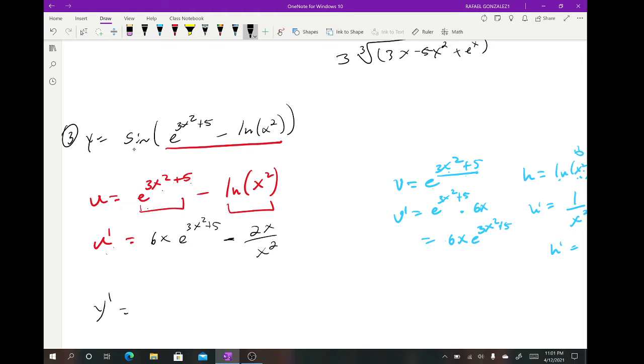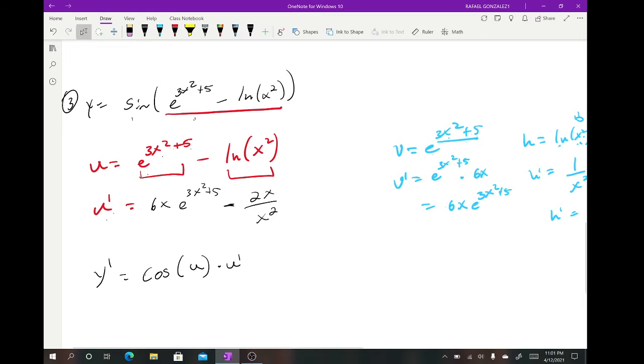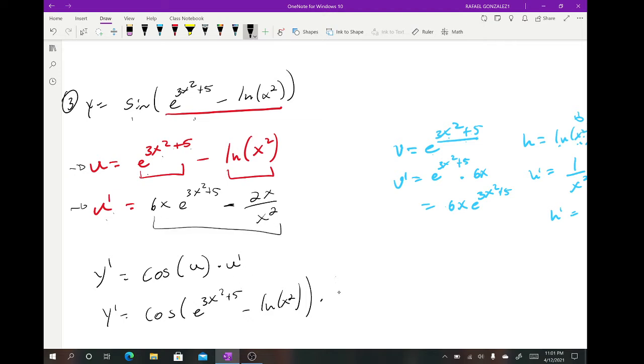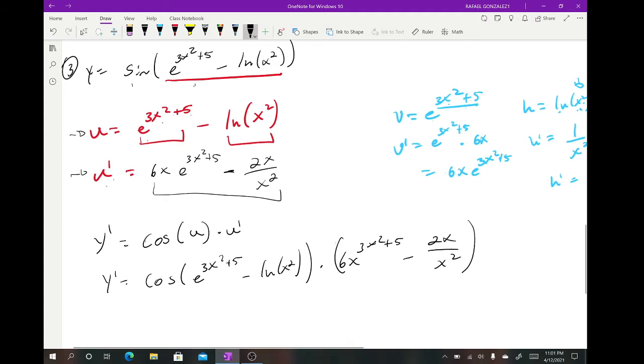Y prime is the derivative of sine evaluated at u. So what is the derivative of sine? Well, the derivative of sine x is just cosine of x. So I'm going to say cosine of u times u prime. That's the derivative by the chain rule. But now we have found out what u and u prime are. So if you substitute, we have cosine of u. Well, u is just e to the 3x squared plus 5 minus ln of x squared, times the derivative of u, which is this whole piece right here, which is 6x e to the 3x squared plus 5 minus 2x divided by x squared. And that will be your solution.